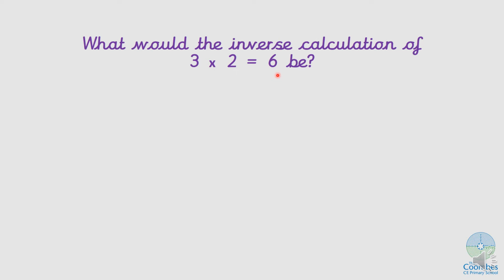So it could be 6 divided by 3 equals 2, because we've used all the numbers up here. It could also be 6 divided by 2 equals 3. It doesn't matter which way round we write it, it still means the same thing.